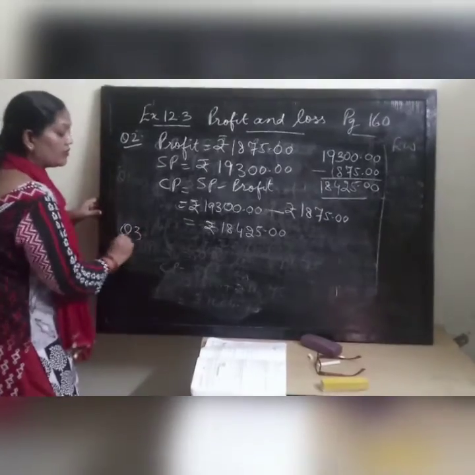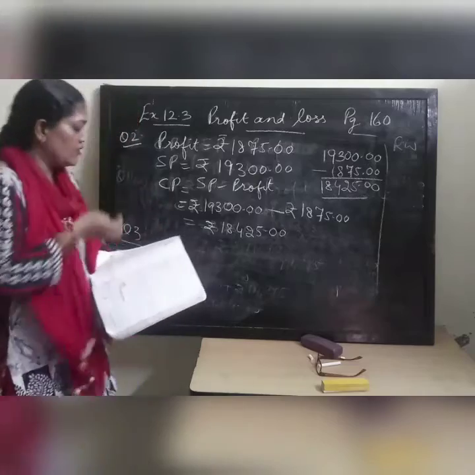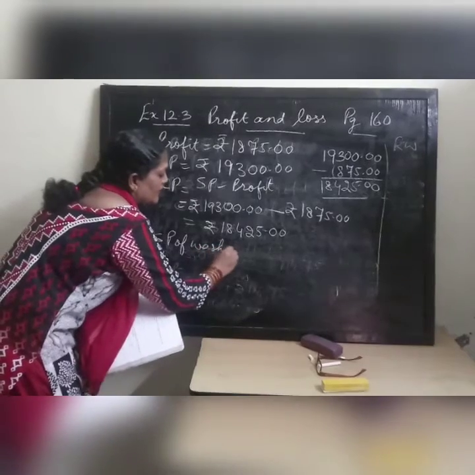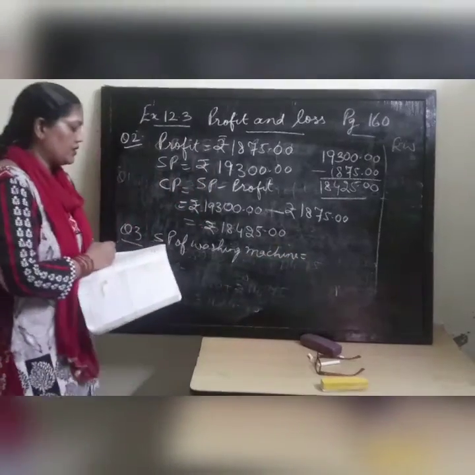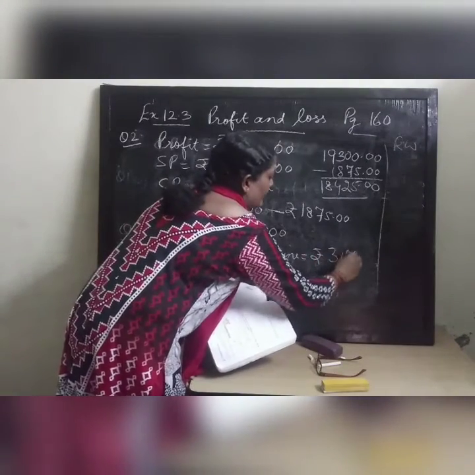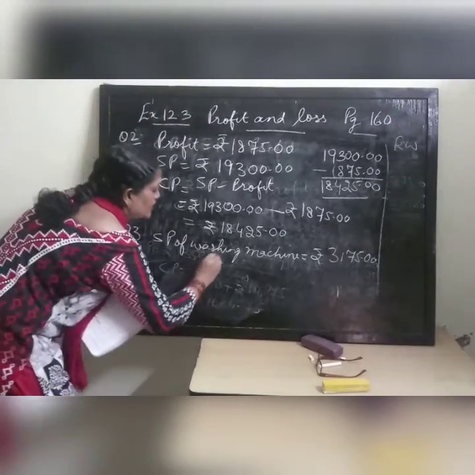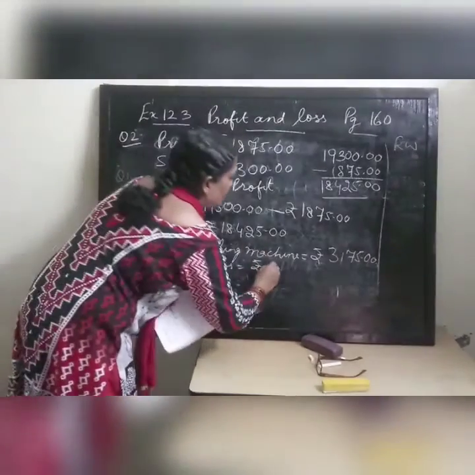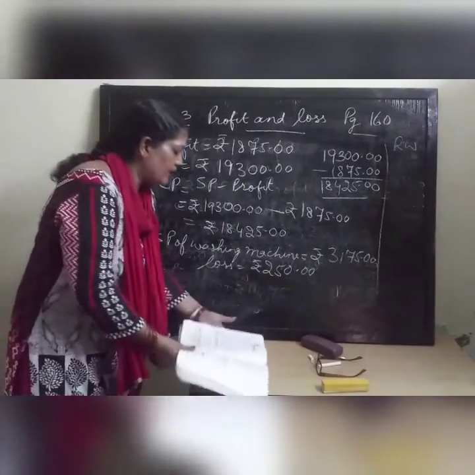Now come to question number 3. Farmer sold a washing machine for, sold means selling price of washing machine. How much is the selling price of washing machine? Rupees 3,175. Then at a loss of, now he is selling it at a loss of rupees 250. Now we have to find the cost price of the machine.